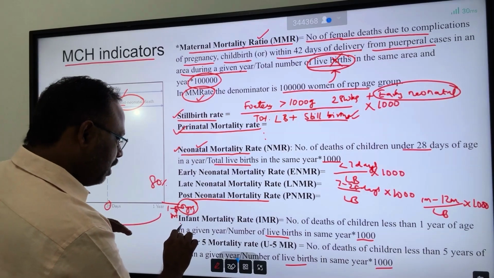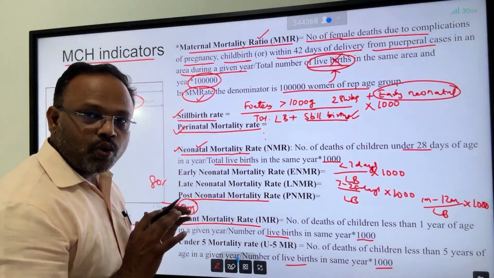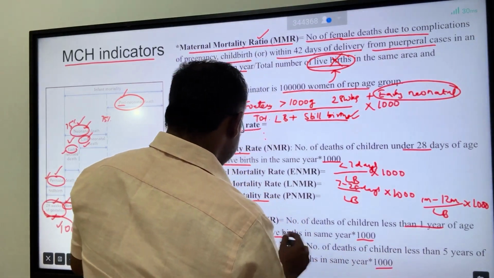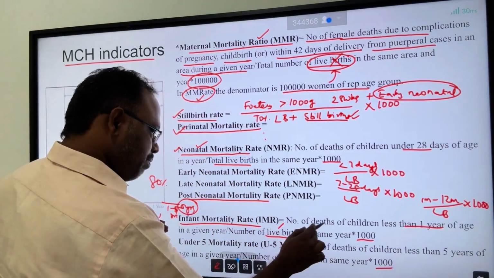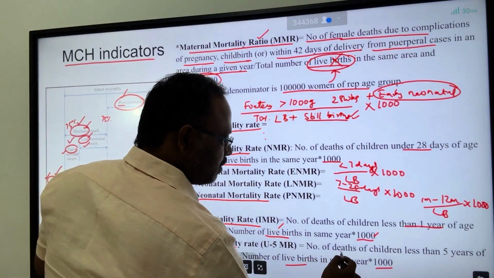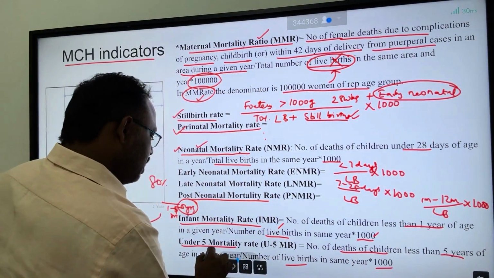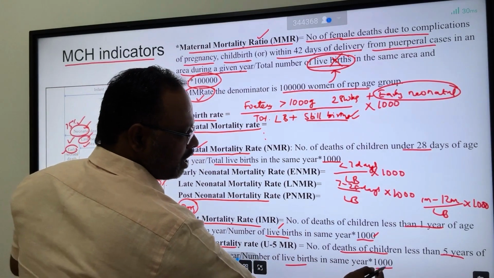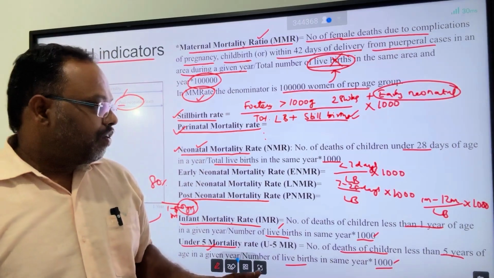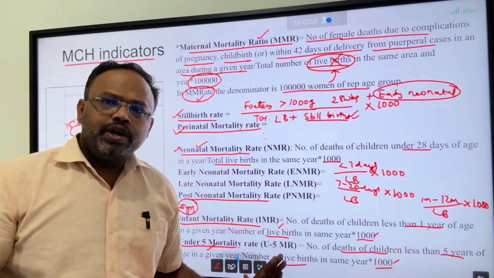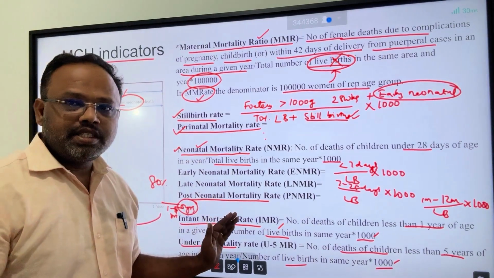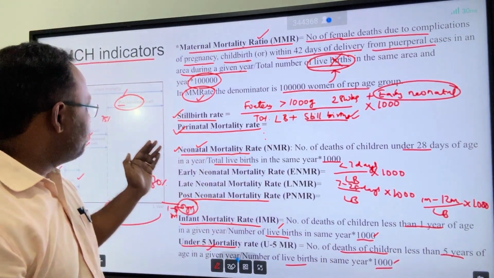Then we have the infant mortality rate as the most important indicator for the quality of life. That is the number of deaths of children less than 1 year of age in a given year divided by live births in the same year multiplied by 1000. In the same way, for under 5 mortality, we have the number of deaths of children less than 5 years of age in a given year divided by the number of live births in the same year multiplied by 1000. We have other rates, like 1 to 4 year mortality, which are not so important, but we need to understand these rates, how to calculate them, and what their importance is.